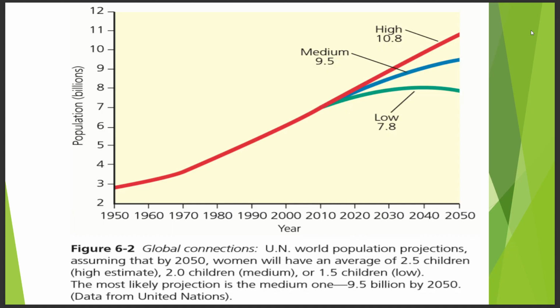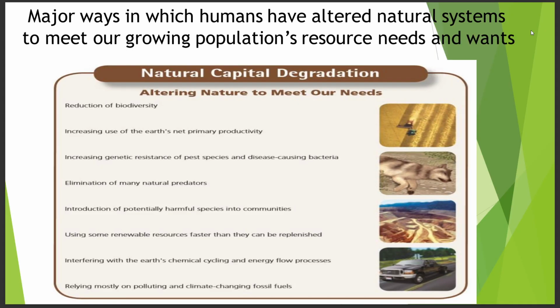Okay, you can mark this diagram. Major ways in which humans have altered natural systems to meet our growing population's resource needs. Natural capital degradation, altering nature to meet our needs. Reduction of biodiversity, increasing use of Earth's net primary productivity. We have discussed all these terminologies in our last units. I won't be explaining them again and again, okay?